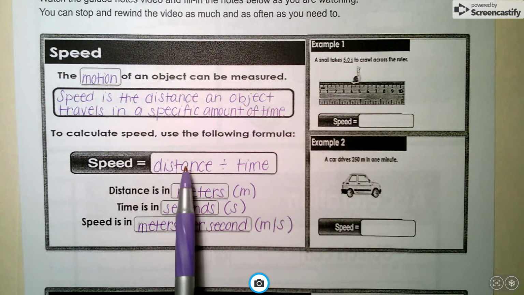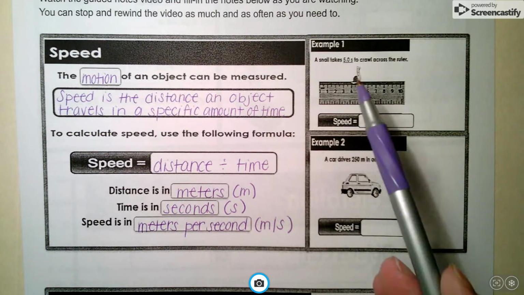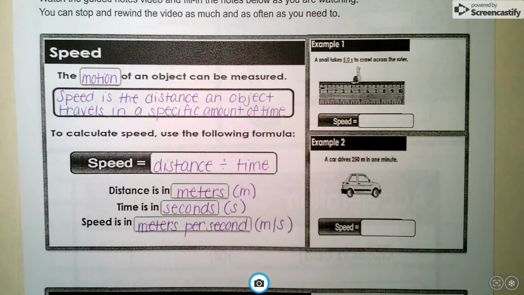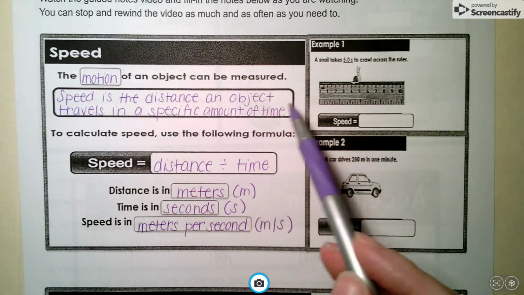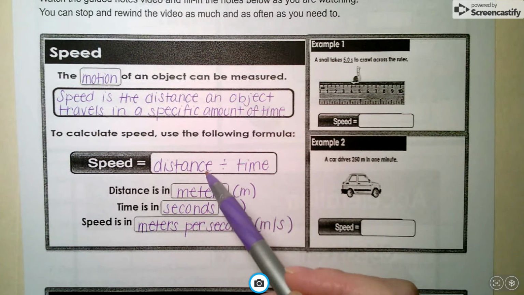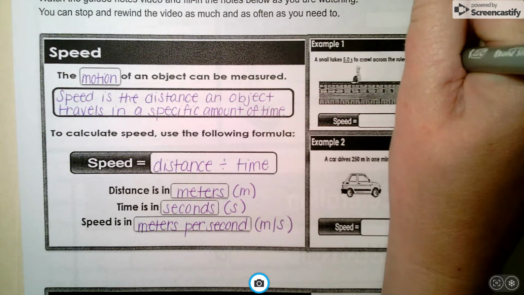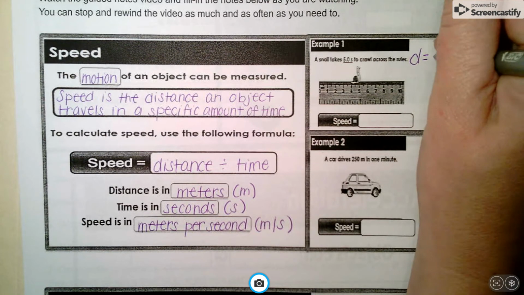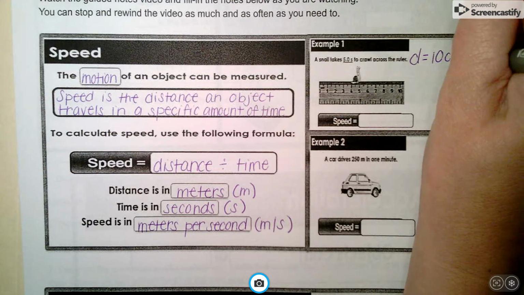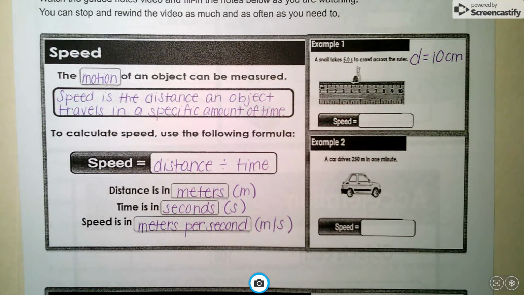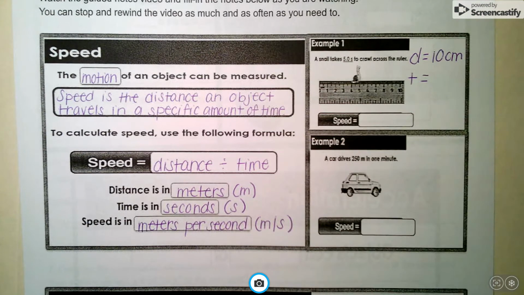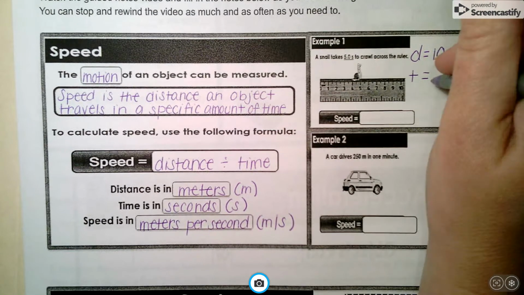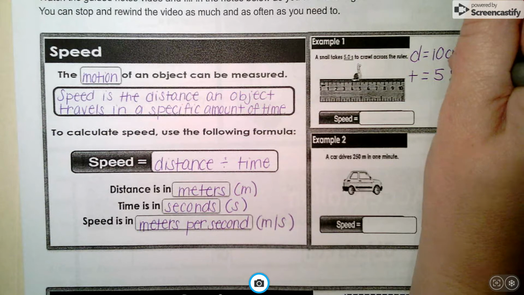So we're going to do two examples of calculating speed, using this equation, distance divided by time. Example 1, it says a snail takes 5 seconds to crawl across the ruler. The ruler is 10 centimeters long. So one of the things that I need to know for my equation is distance. Off to the side, I'm going to write d equals, his distance equals 10 centimeters. And I also need to know time in my equation. So t for time equals, it tells me 5 seconds.